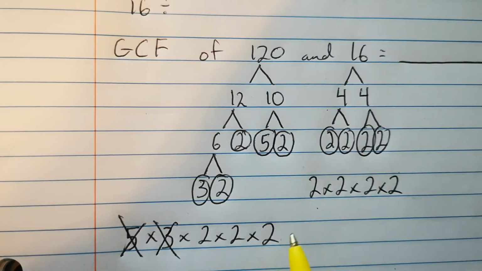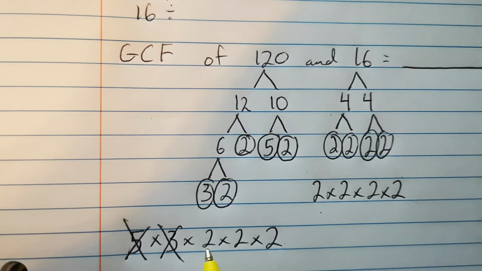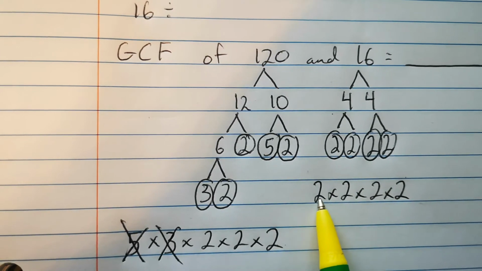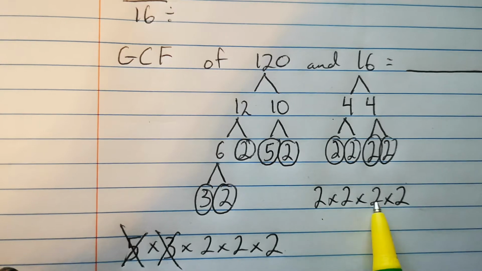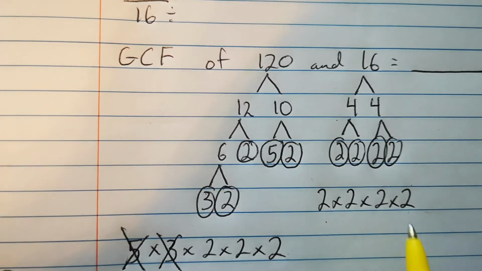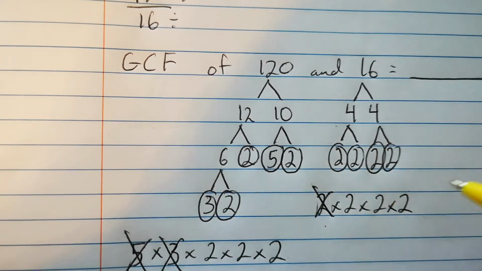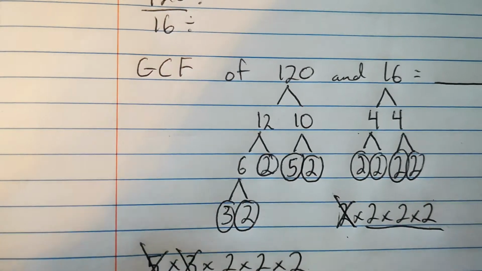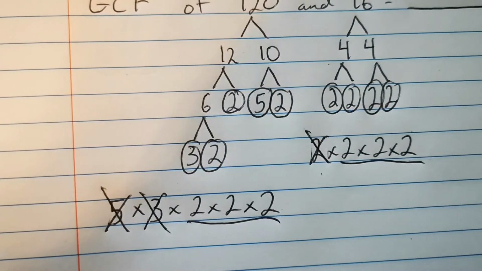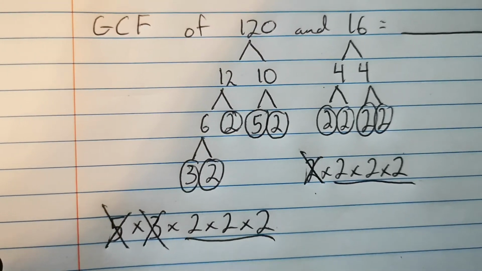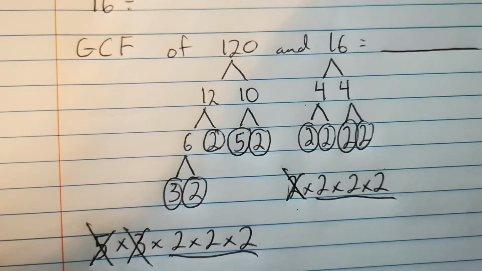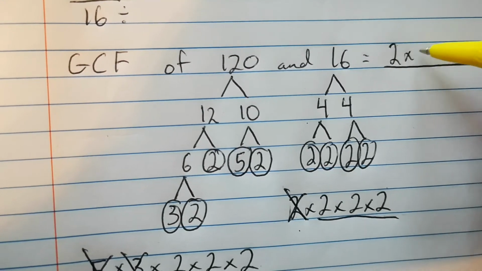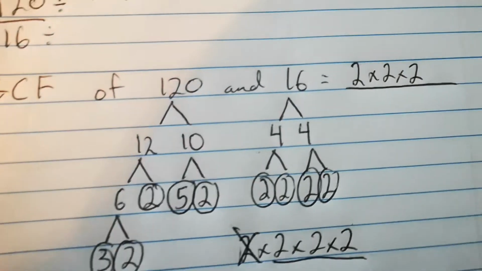Now, they both have 2, but how many 2s? 120 has 1, 2, 3 2s, but 16 actually has 1, 2, 3, 4. So it has 1 extra. So I'm going to get rid of that extra until I'm left with just the exact matching primes. And in this case, it's 3 2s. So the greatest common factor is 2 times 2 times 2.